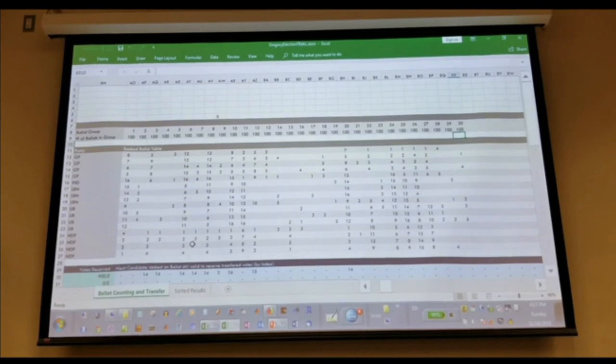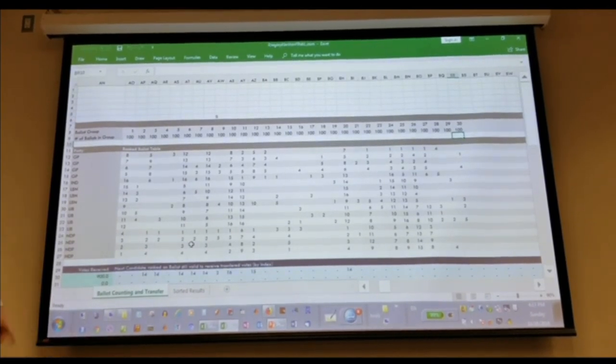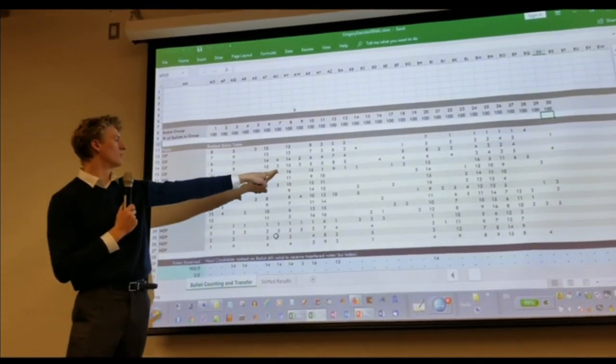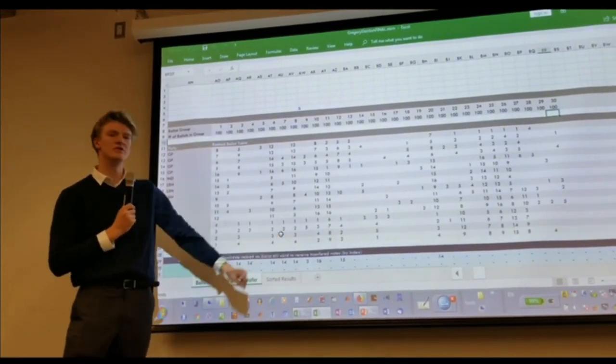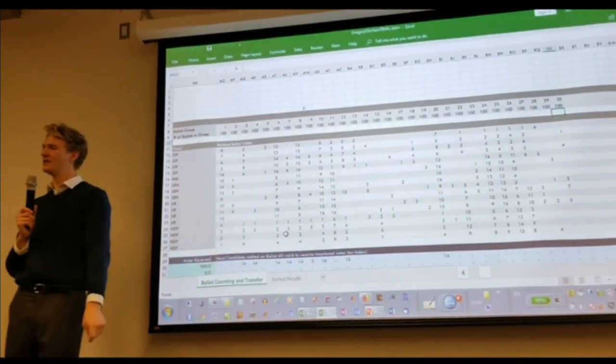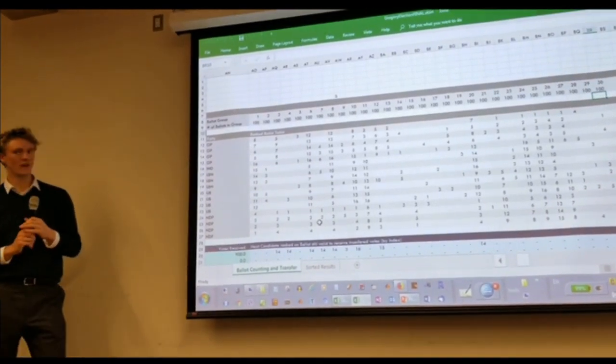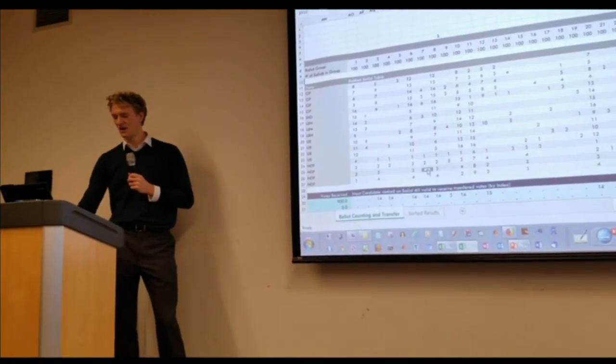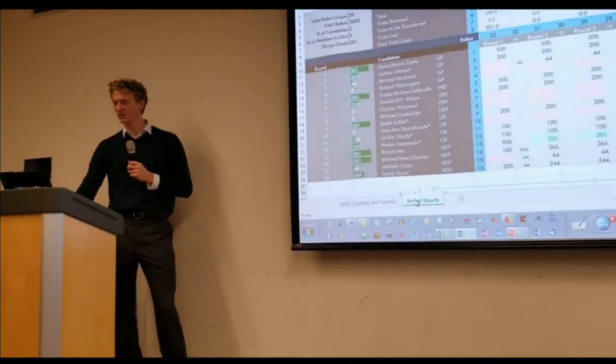So if I have ballot number 7, I could see that 4, 3, 6, 5, 1, 2 indeed matches what I had on my ballot. If you see anything drastically wrong, you can tell me. Now we're going to look at the results.